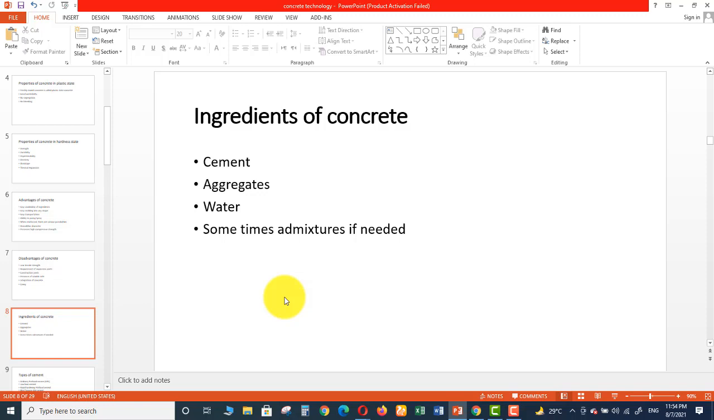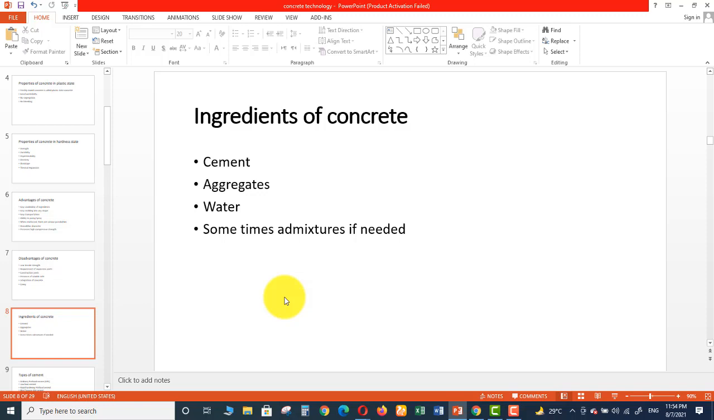Cement, when mixed with water, forms a cement paste or matrix, right? When cement is mixed with water, it forms a paste or matrix, and this paste hardens due to a chemical reaction. And that chemical process is called hydration. So this is important. We need to remember this word hydration and its definition.